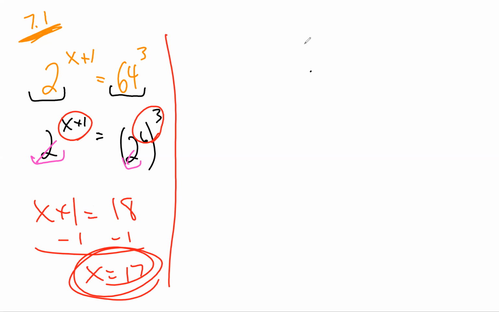So how about, let me get my black pen going here. How about 9 to the 2x minus 5 equals 27 to the x minus 2. So same idea, we're trying to get the bases to be the same, and then we are trying to get our exponents equal to each other. And so now we have 2 different bases. We have a 9 and a 27.